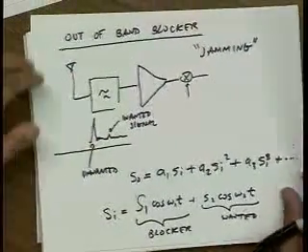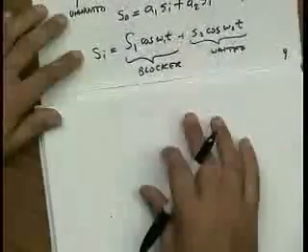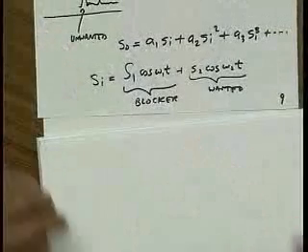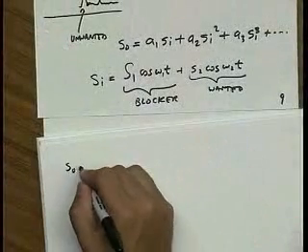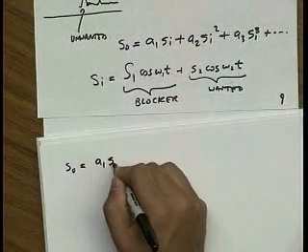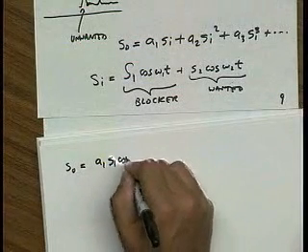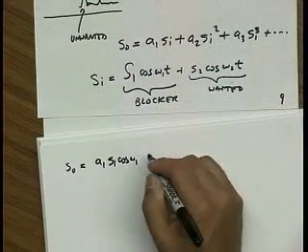Okay? All right. Well, if I now plug in, basically I know I'm going to get the blocker at the output.